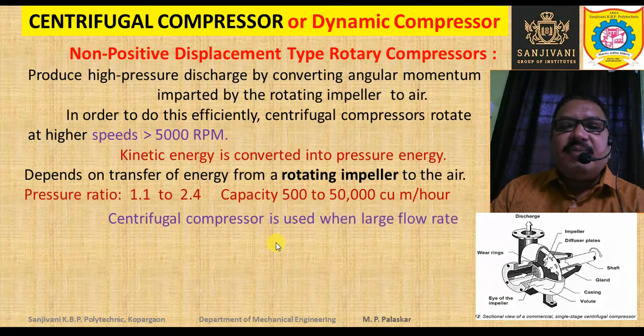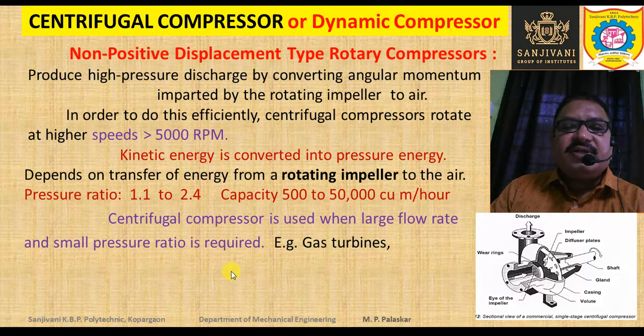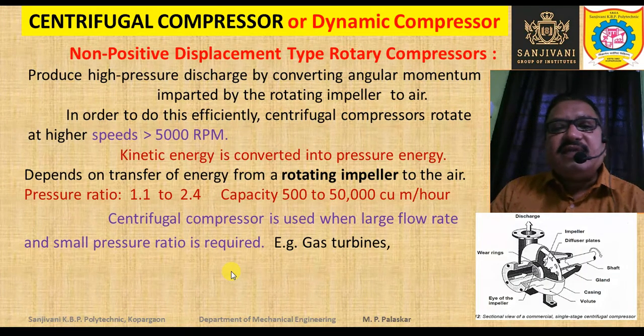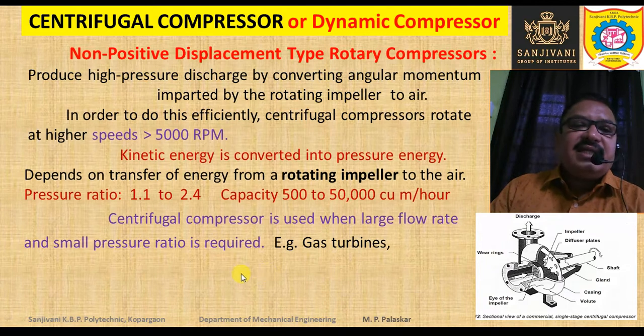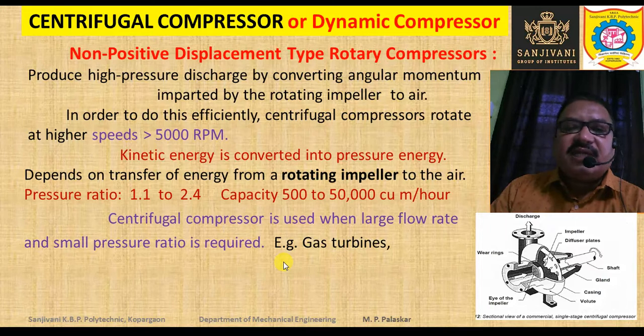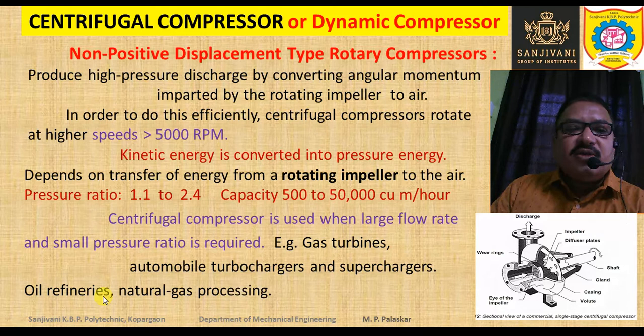The centrifugal compressor is used when large flow rate and small pressure ratio is required. Thus we can use the centrifugal compressor in those applications where large flow rate is required, but we can adjust with the small pressure ratio. Examples of the applications of the centrifugal compressor include the gas turbines, the automobile turbochargers and the superchargers. This centrifugal compressor is also used in the oil refineries and for the natural gas processing.